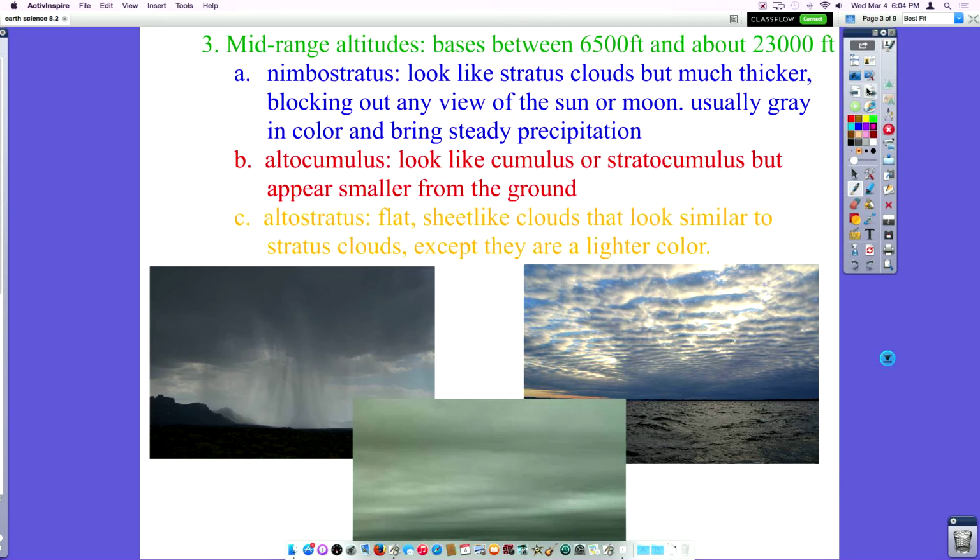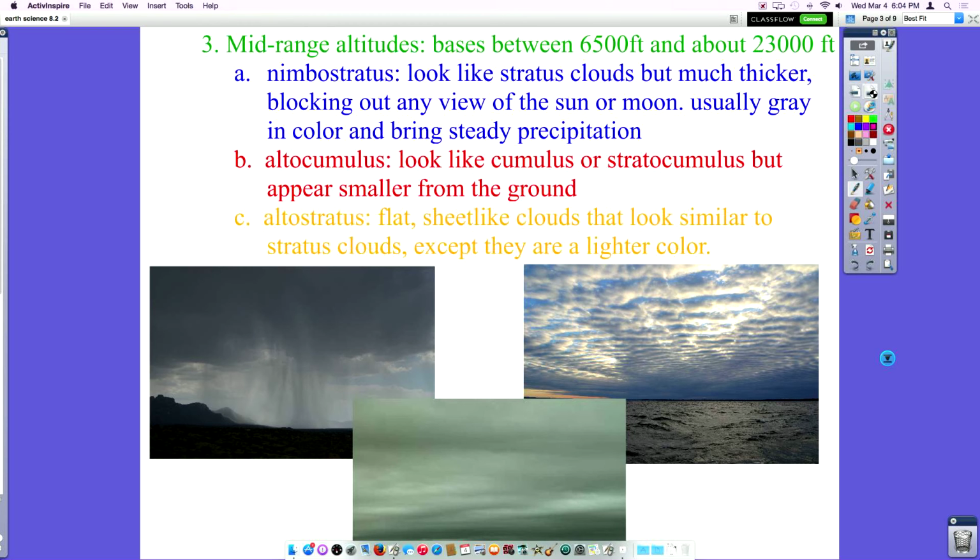Altocumulus, they look like cumulus or stratocumulus, but appear smaller from the ground. This is the one that's in that lower middle. And then altostratus, flat sheet-like clouds that look similar to stratus clouds, except they are lighter in color. And you have this nice ocean view picture there with the altostratus clouds.